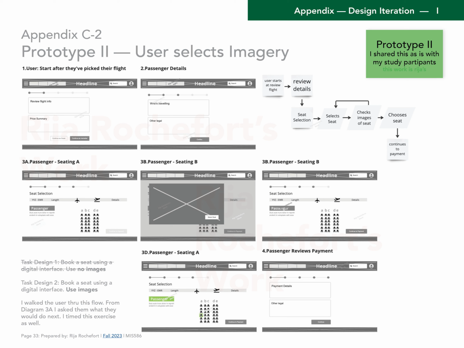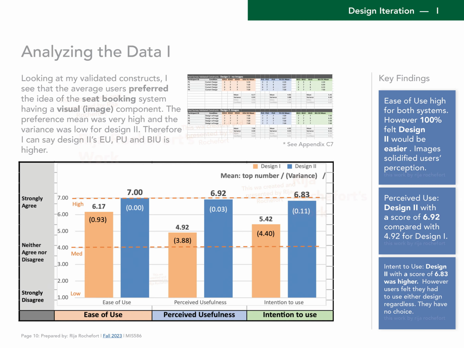So here you see the flow, and you see section item 3A, passenger seating A. That's essentially where they're going to click a seat, and from that we're going to have the modal. With my data analysis for this one, I did a validated contract, so I did EOU, PU, and BIU.